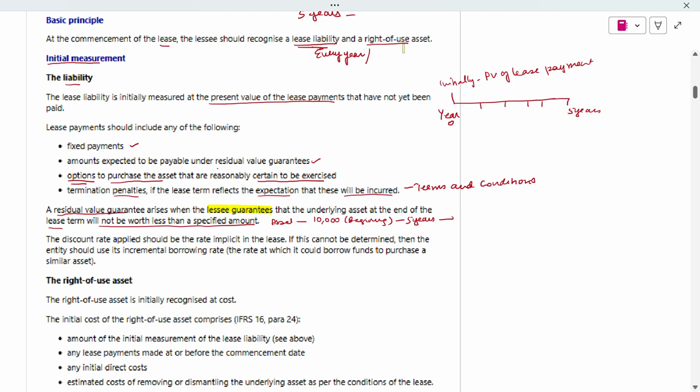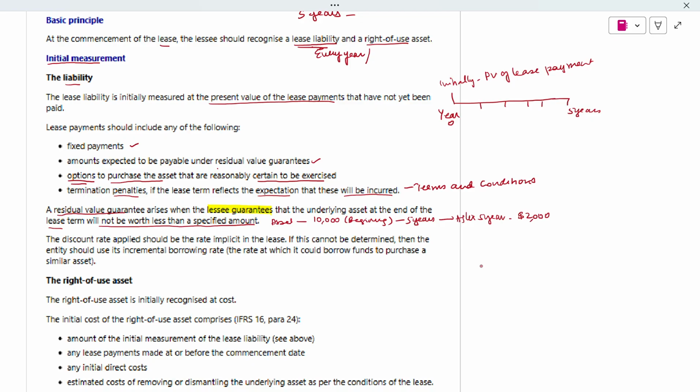You are giving the guarantee. The moment you use the asset, the value of the asset will decrease. The lessee will give a guarantee that, minimum after 5 years, the value will be 2,000. That is the residual value. The concept should be very clear for us.